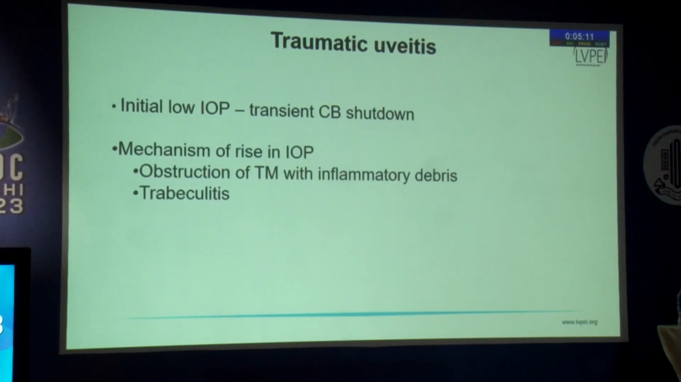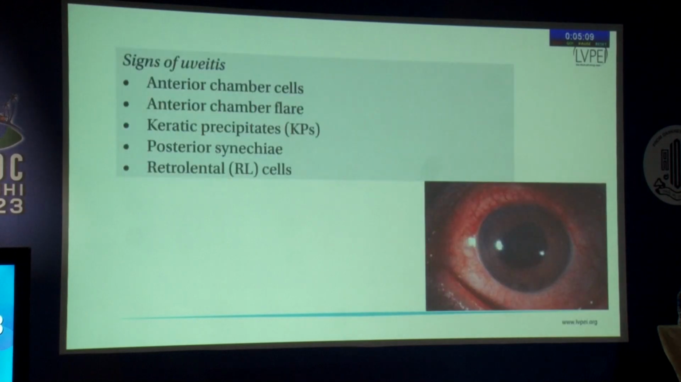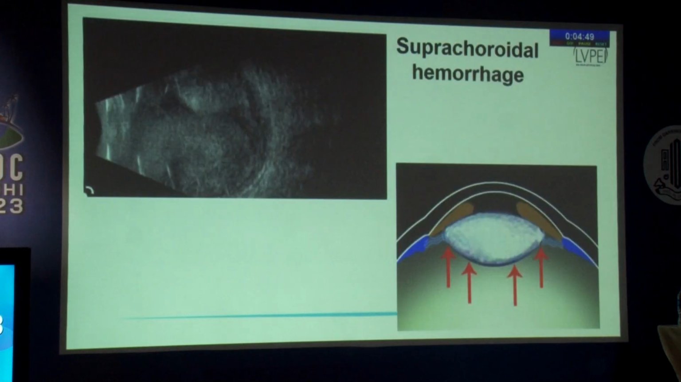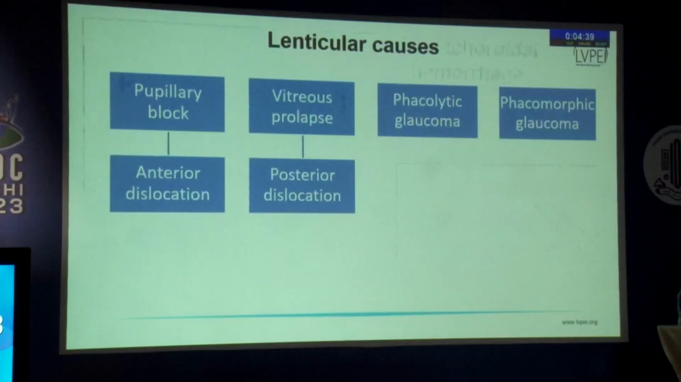One is uveitis, which will show up as normal uveitis, and management will be similar to any uveitis case. But also remember that if there is prolonged inflammation, we should evaluate for any systemic conditions or any occult intraocular foreign body. And if we use prolonged steroids, there might be high IOP in patients who are steroid responders. Suprachoroidal hemorrhage, of course, is easy to identify from the signs with the very shallow AC and the B scan showing the suprachoroidal hemorrhage. Lenticular causes are also very important.